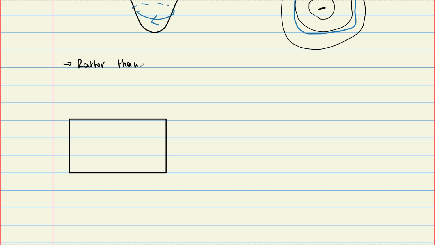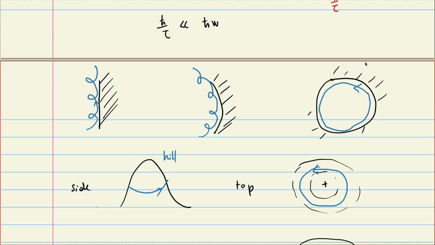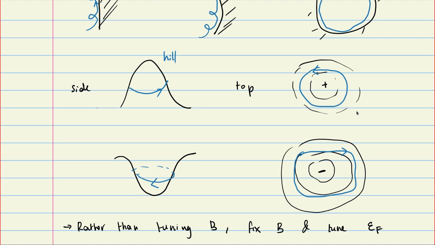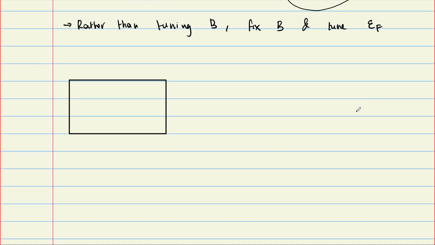Rather than tuning B, we can fix B and tune the Fermi level, which is going to be the same thing. As you increase B, you increase the separation of Landau levels, and the occupation of Landau levels increases. But if you fix B, there will be a fixed occupation, and if you change the density, you are just occupying the same Landau level with more states. It's going to be exactly the same thing, but this picture is a little bit easier to think about.